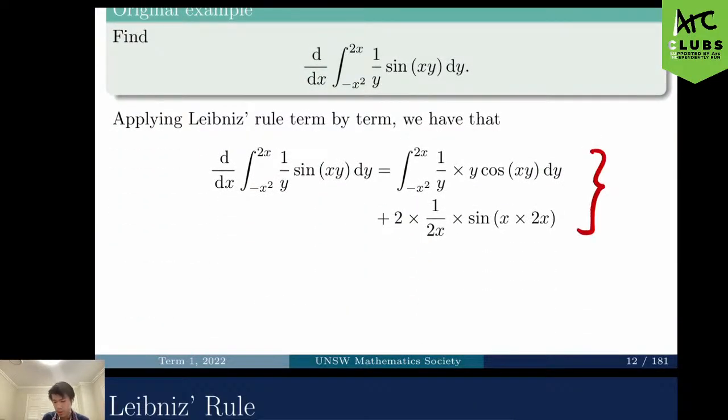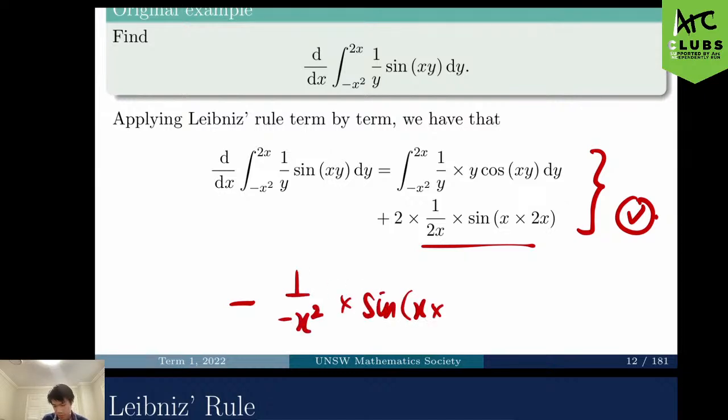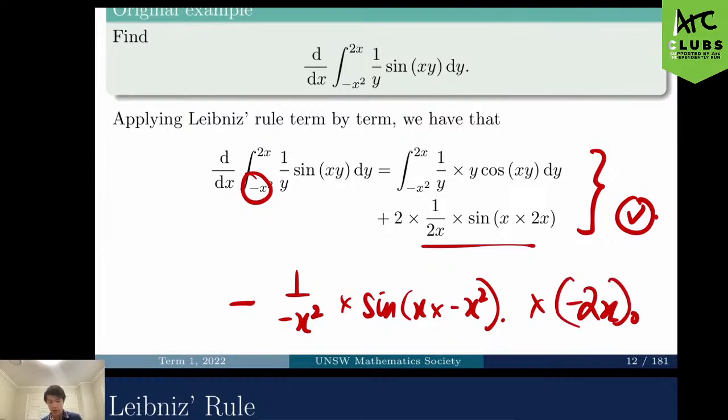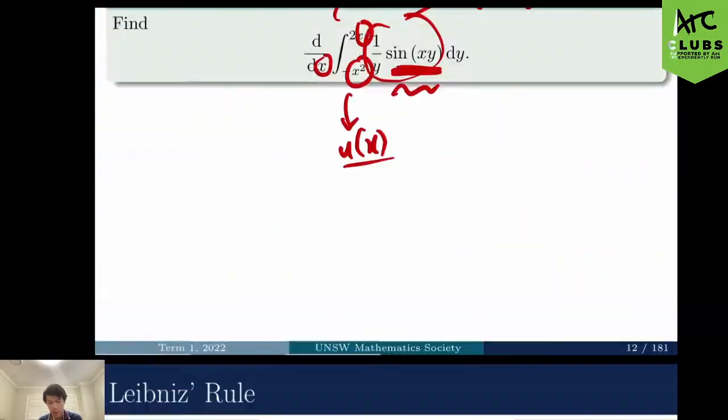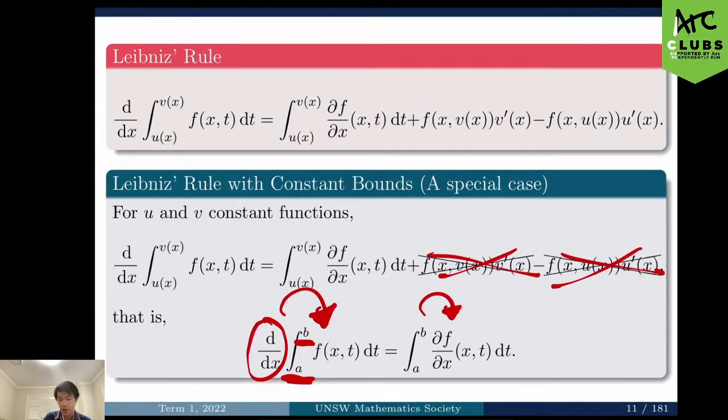We do the same thing with the bottom, except we have a minus sign. We do a minus times subbing in y into x squared. And then we multiply by the derivative of the bottom. If you want to double check what that means, you can check Leibniz's rule again. Basically it just says sub this into your bounds, sub this in, and then multiply by the derivative.